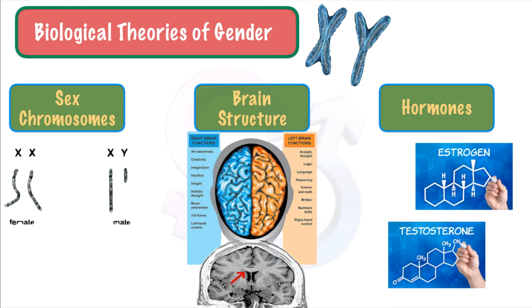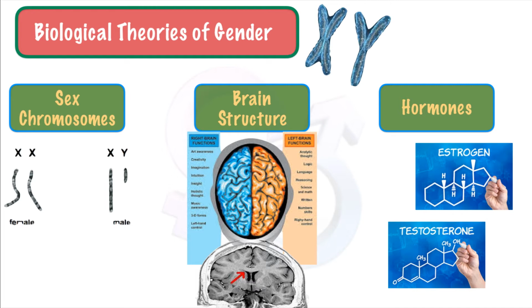Now, biological theories focus on how chromosomes, hormones, and brain structure affect physiology, thinking, and behavior. Biological factors influence our abilities and options. Biology is edited by environmental features.